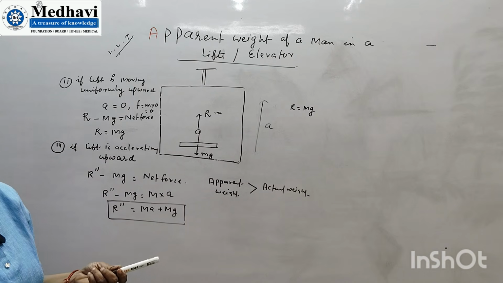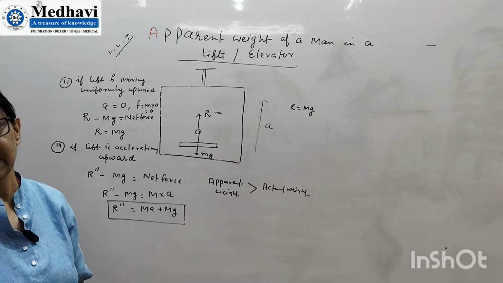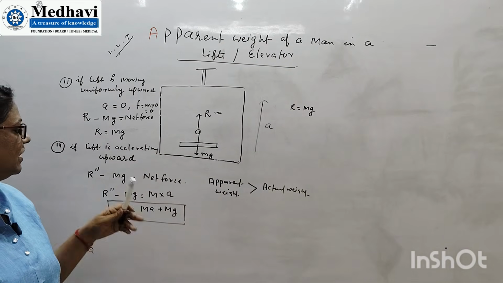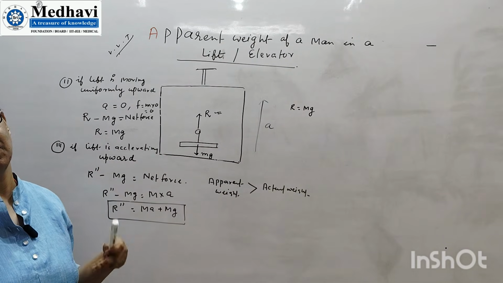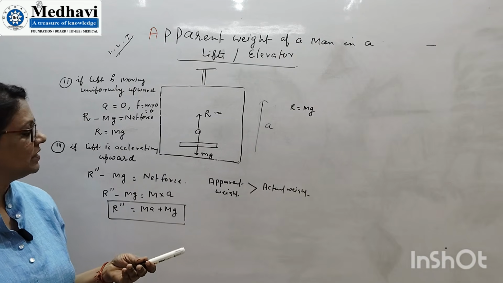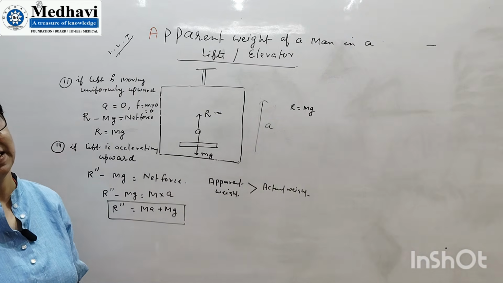Very, very important information: what will happen if the lift is moving uniformly? Acceleration is 0, so the apparent weight and actual weight are both the same. If the lift is at rest, here also actual and apparent weight are the same. If the lift is accelerating downward, the person will feel the weight is less; apparent weight is less than actual weight. And if the lift is accelerating upward, here apparent weight is more than actual weight.